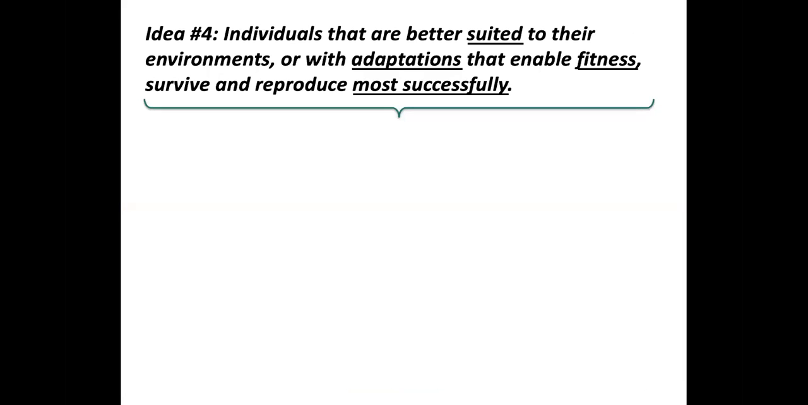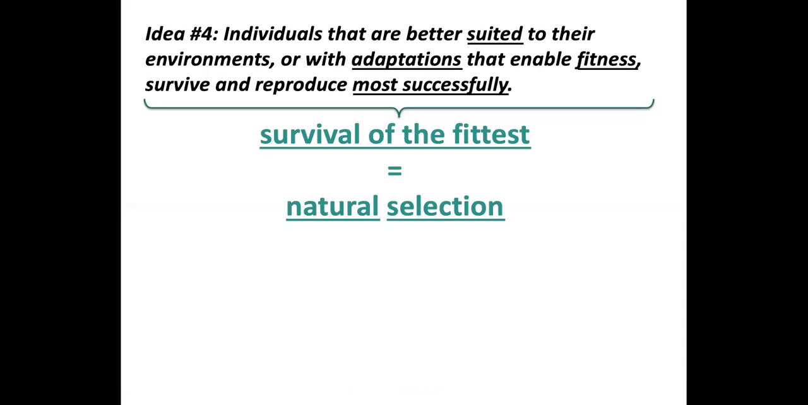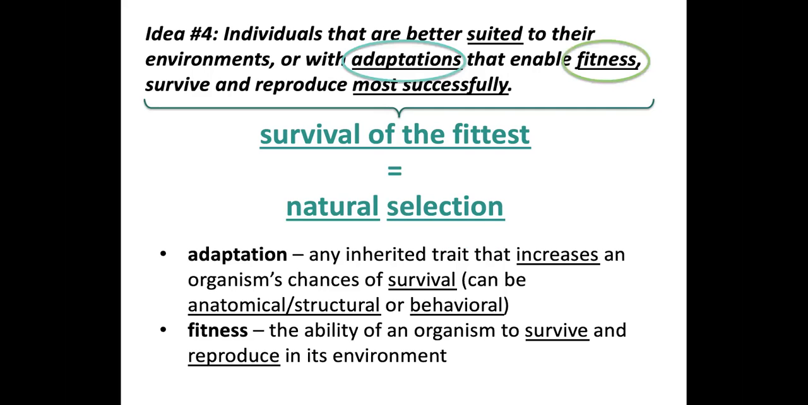individuals that are better suited to their environments or that have the adaptations that enable fitness are the ones that will survive and reproduce most successfully. So that is known as survival of the fittest, which is in turn natural selection. So 2 super important vocab terms up there, adaptations and fitness.